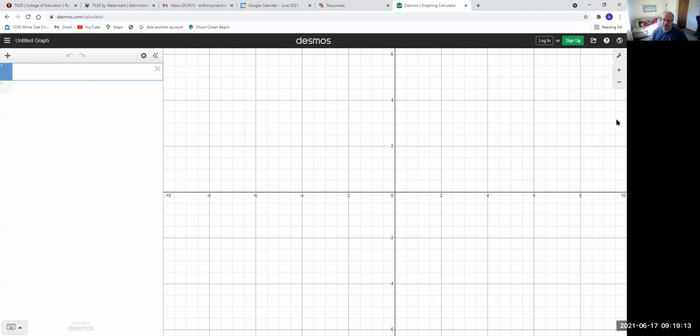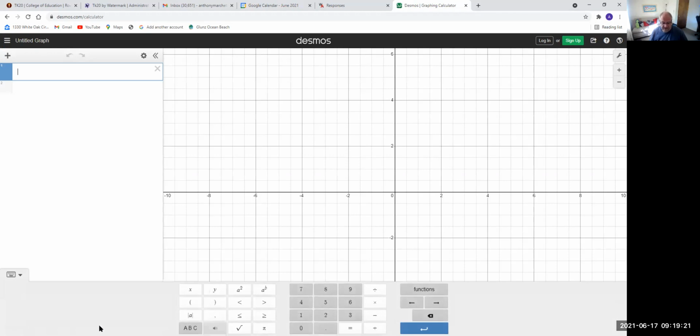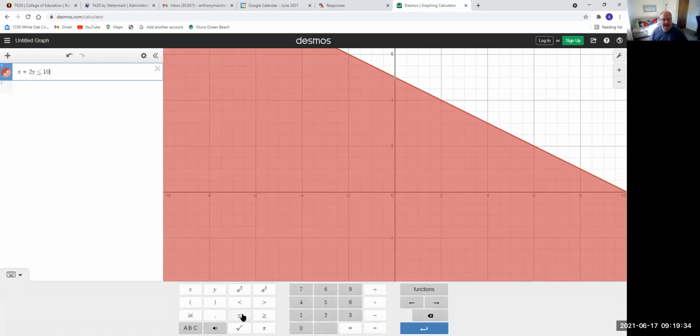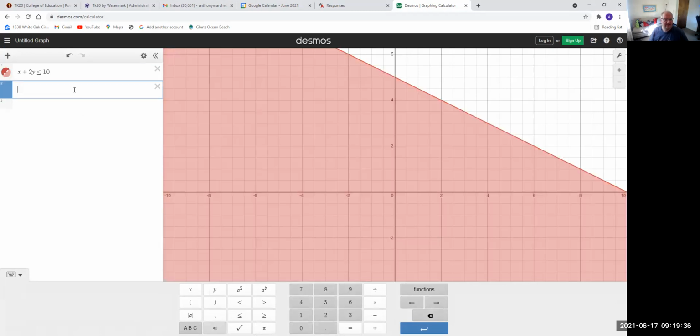And also, when you're putting your inequalities in, if you find yourself needing to use a less than or equal or a greater than or equal, you can access them down here in the keyboard. All right, and you see it's right here. Here's your function key. So the first one in the model was x plus 2y is less than or equal to 10. And it's all that. And then the next one here is 2x plus y is less than or equal to 14.